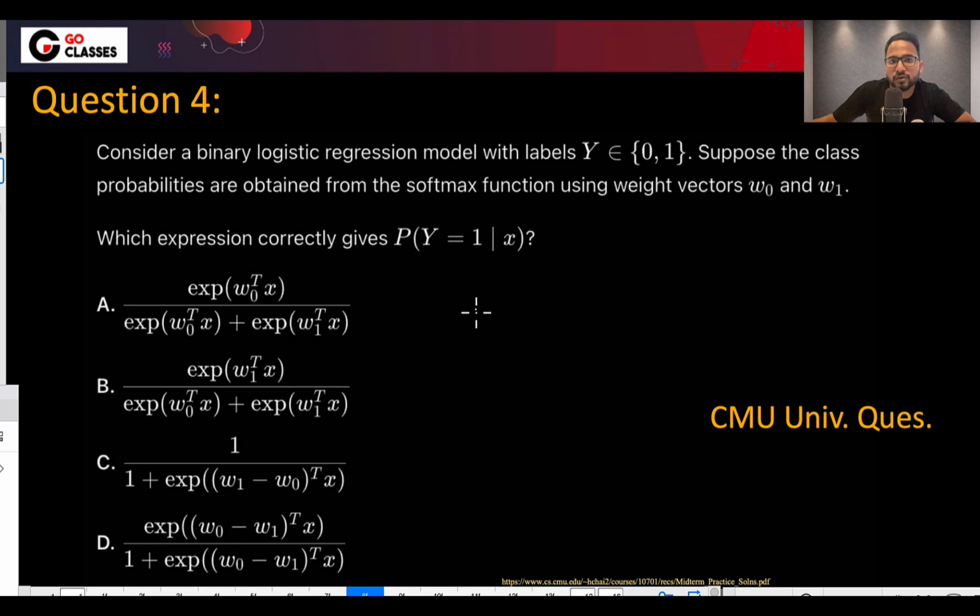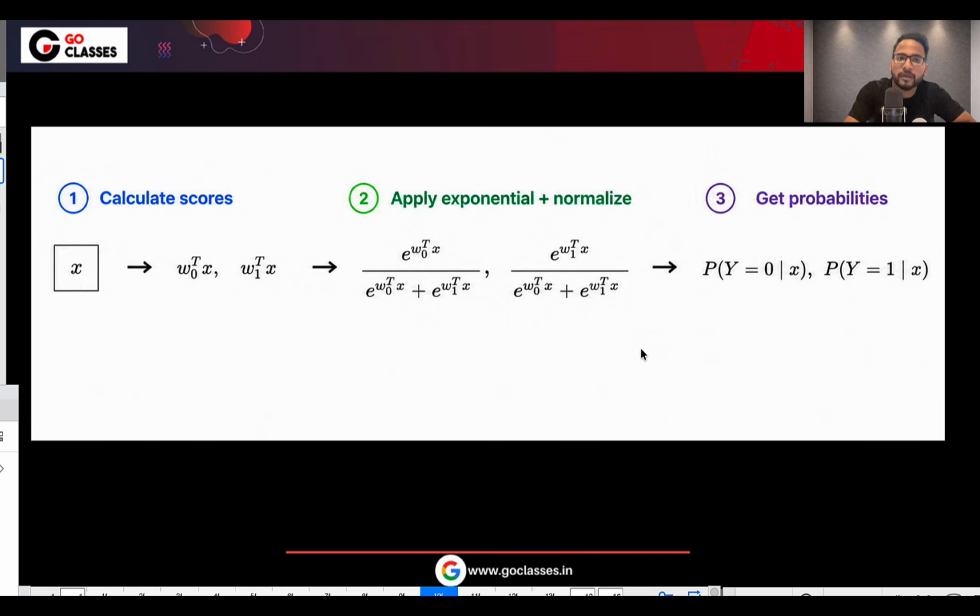This question is related to softmax regression, binary logistic regression using the softmax function. They're asking what is the probability of y equal to 1 given x. Now you might remember that in softmax regression, we have x, and if there are two classes, then we have two weights basically. If there are three classes, we have three weights, like that, right?